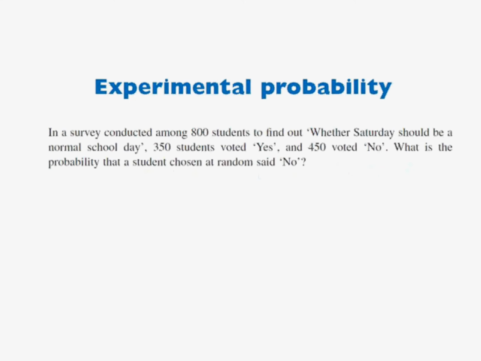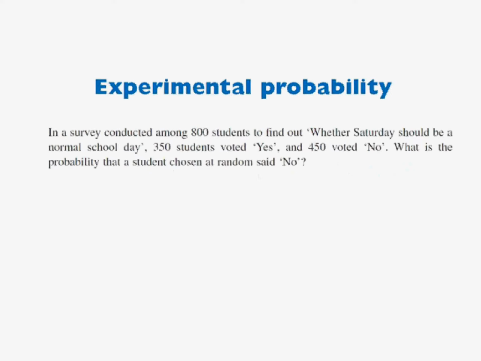Okay, this is our first example. In a survey conducted among 800 students to find out whether Saturday should be a normal school day, 350 students voted yes and 450 voted no. What is the probability that a student chosen at random said no?